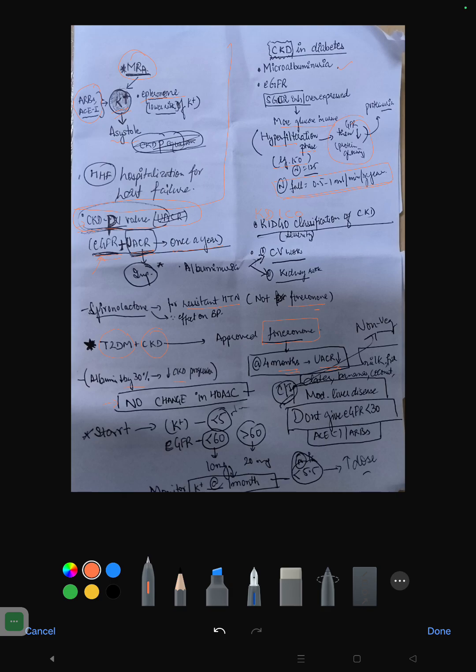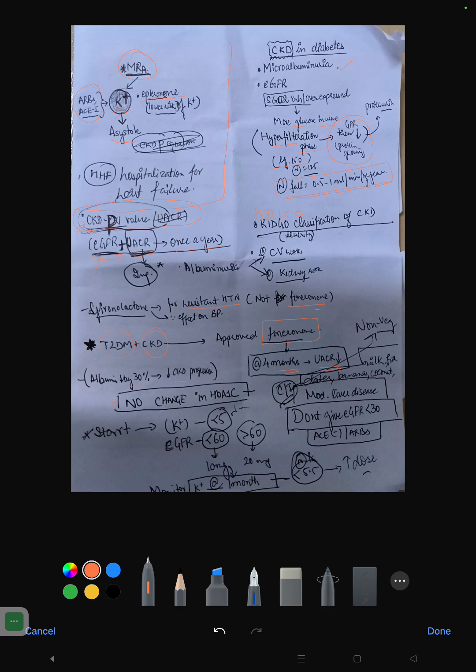But what is contraindicated when we are taking Finerenone? All the things which are rich in potassium are not to be taken. For example, dates, bananas, coconut, milk, fish, other non-veg. Moderate liver disease is a contraindication. We don't have to give Finerenone when eGFR is less than 30 or the patient is on ACE inhibitors and angiotensin receptor blockers.